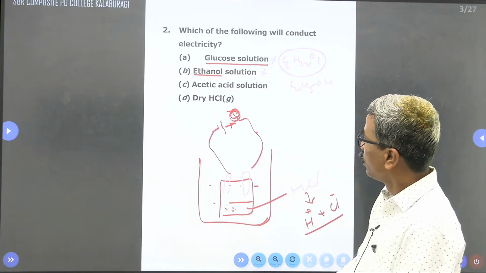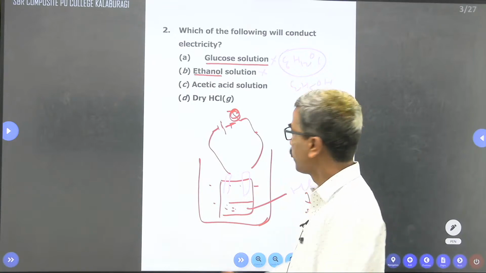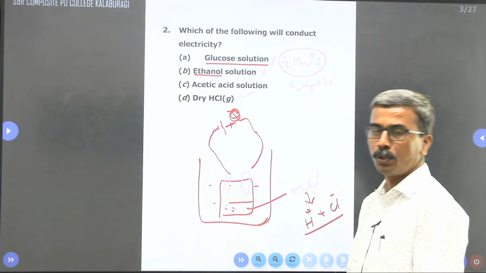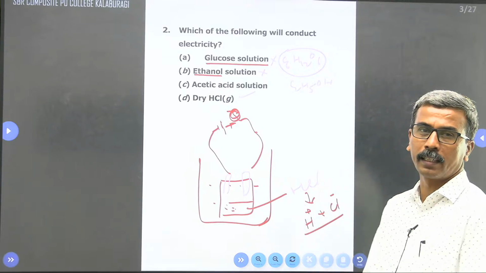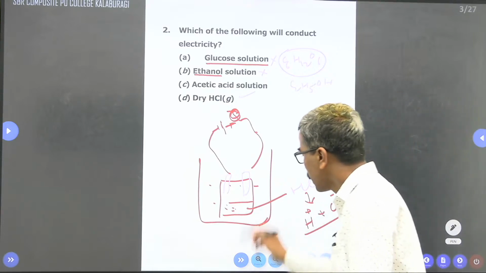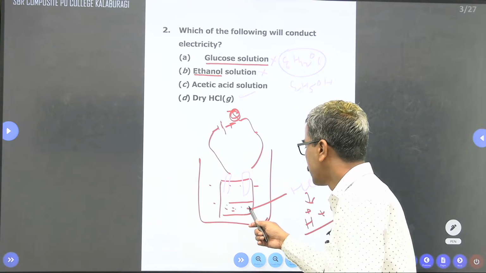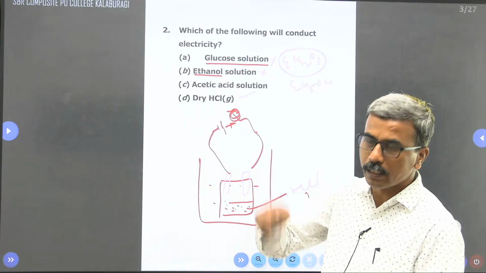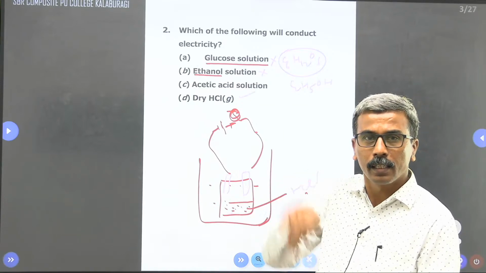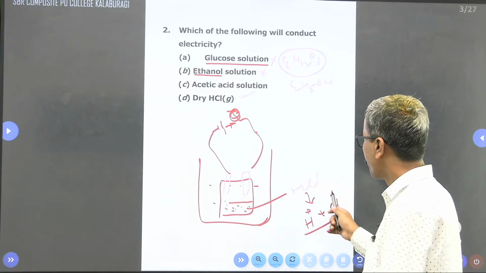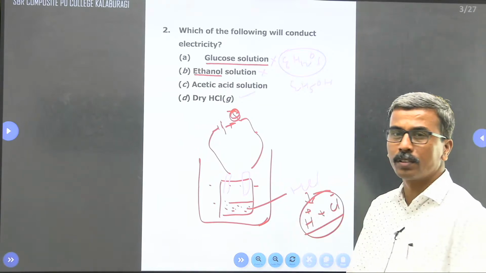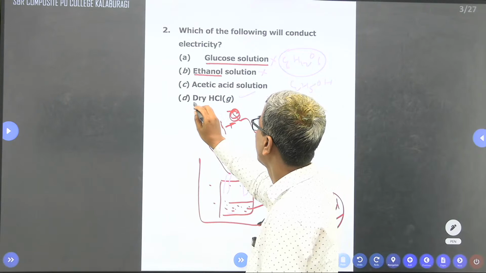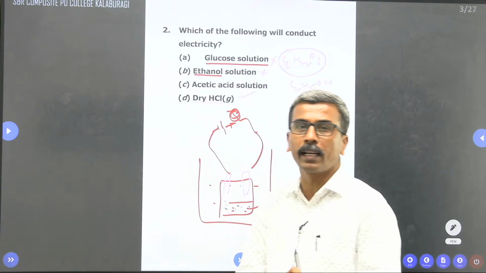Now moving to hydrochloric acid. Some of you are already assuming that it is going to form ions and conduct electricity. Remember, I am repeating, HCl in its aqueous form, that is HCl in water, an aqueous solution of HCl, will ionize, form ions, and then only will it conduct. So the fourth option they have mentioned is dry hydrochloric acid gas.